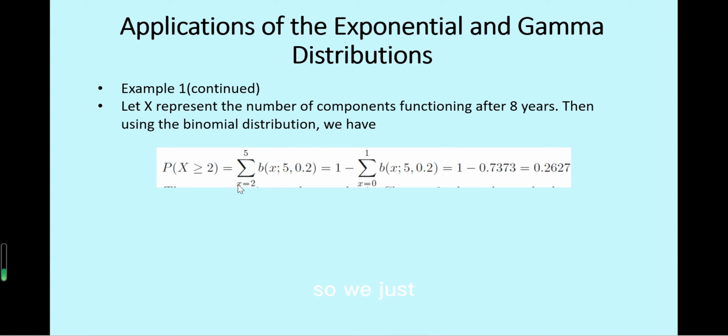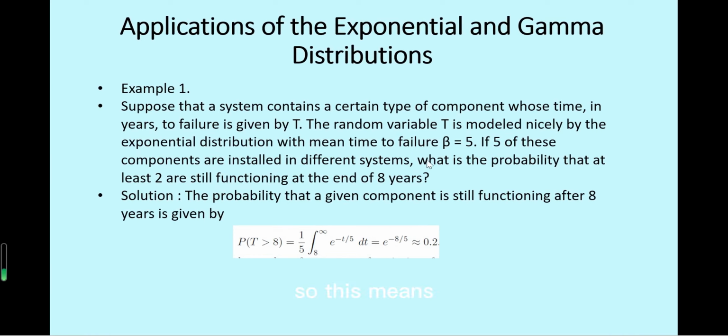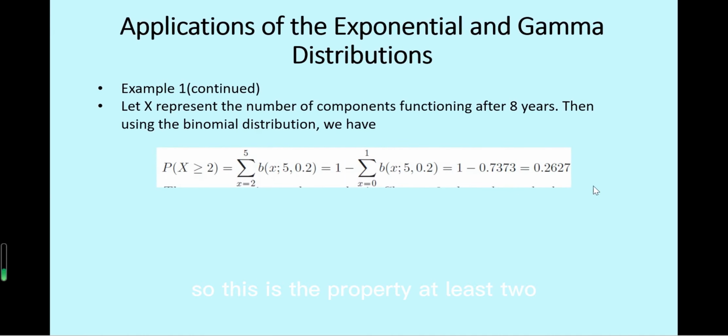So we just take the summation from x equals 2 to 5, with the success rate 0.2 for this binomial, and the result is about 0.2627. So this means 5 of these components are installed in different systems, and this is the probability that at least 2 are still functioning at the end of 8 years, right?